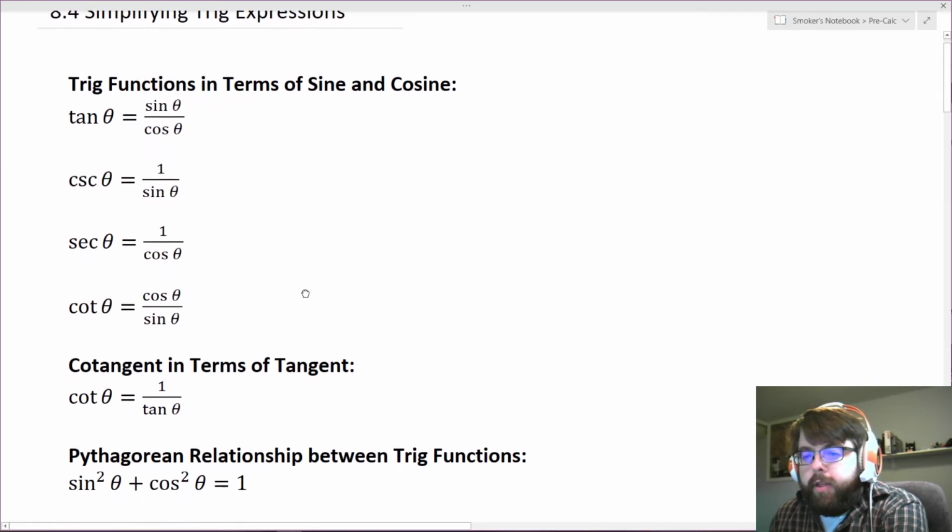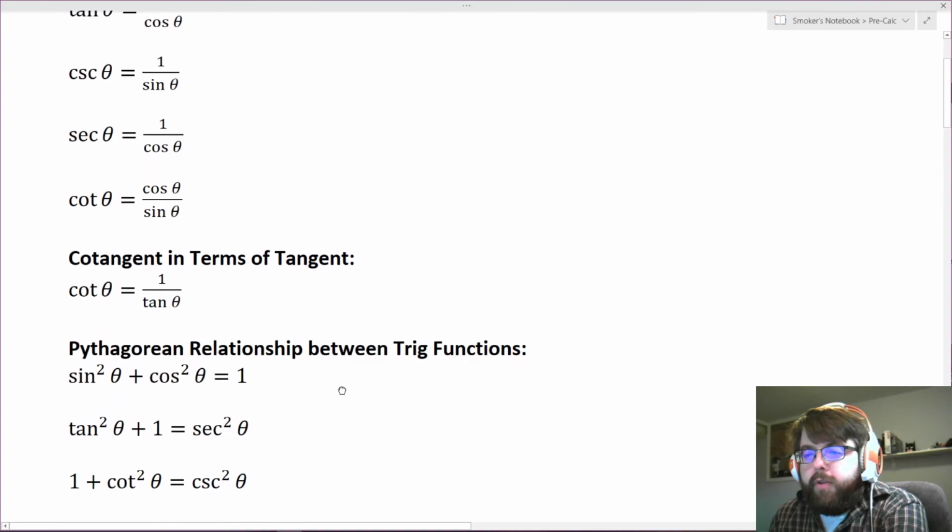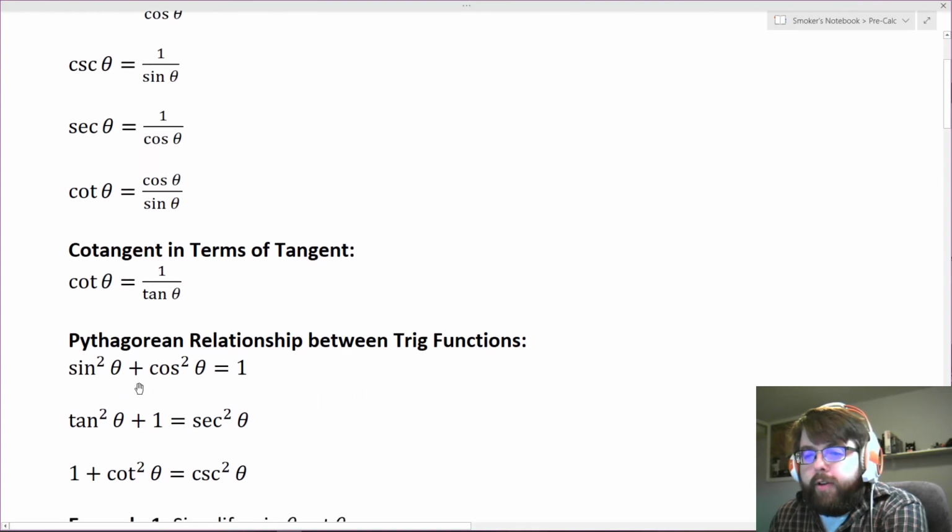Okay. So Pythagorean relationships. Now we went over this in class also, but here it is again. Sine squared plus cosine squared equals 1. I don't have the work written out here, but remember, if this is true, then you can add and subtract things from both sides. So, for instance, if I subtract cosine squared from both sides, 1 minus cosine squared is equal to sine squared. You're going to want to keep that in mind.